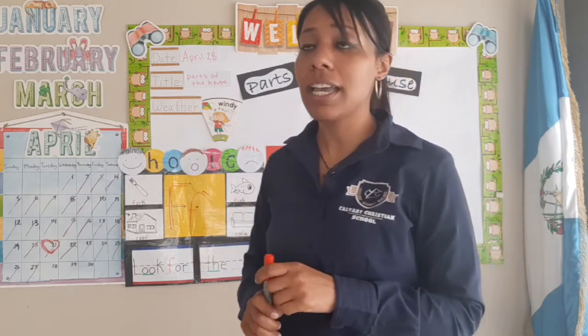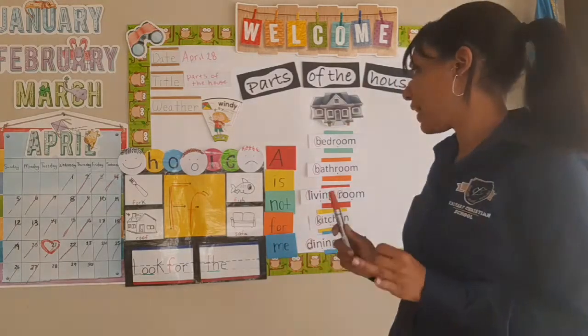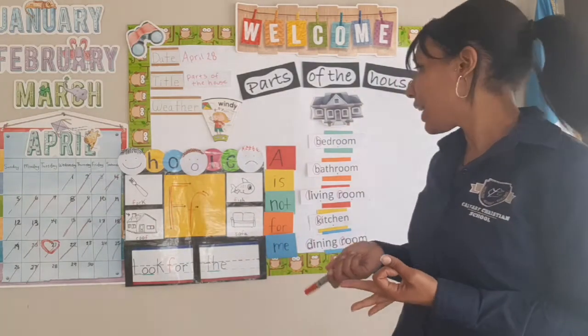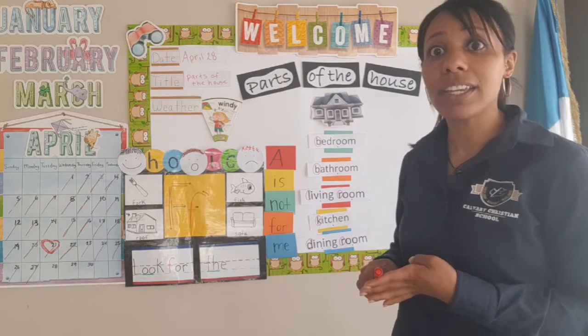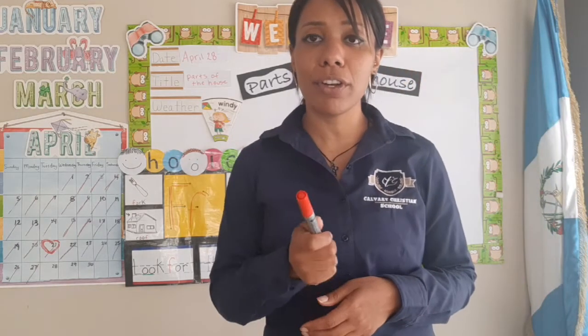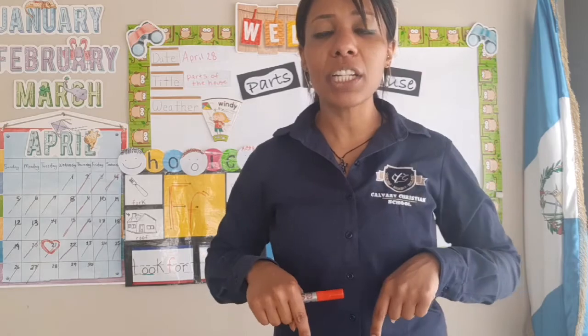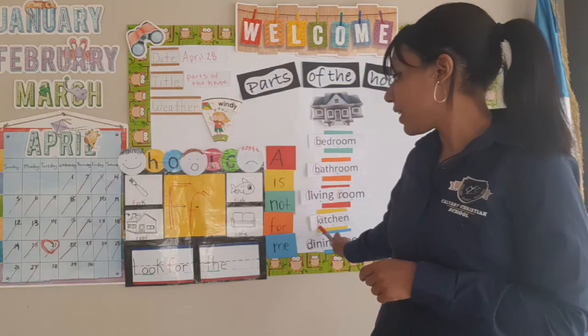So we're going to look and say, what can I find in the bedroom? What can I find in the bathroom? What can I find in the living room? What can I find in the kitchen? And what can I find in the dining room? Okay, but that will be for Thursday. So today we're going to review the vocabulary. We're going to see the beginning letters of each word.